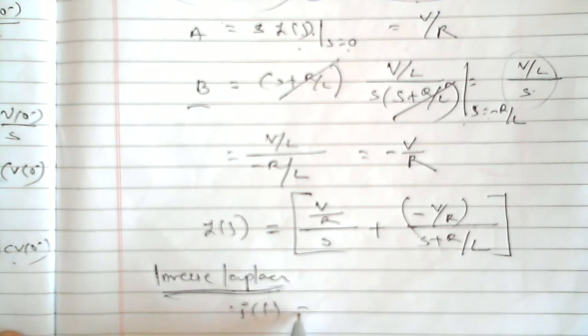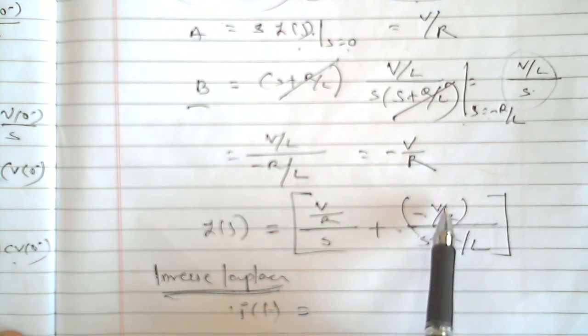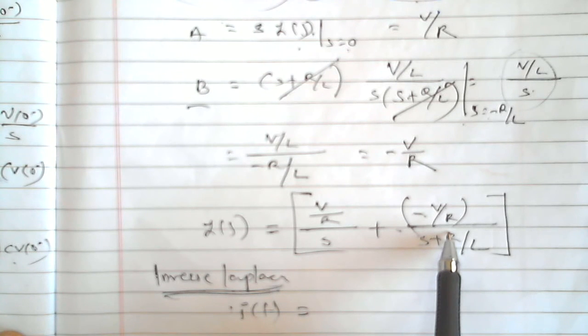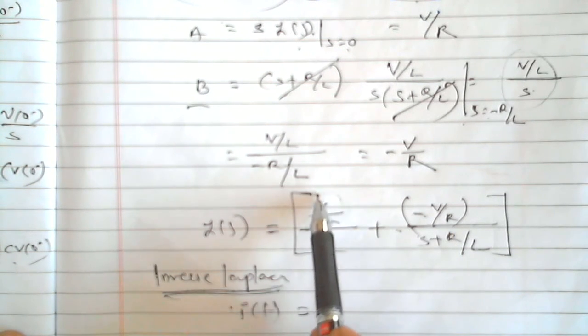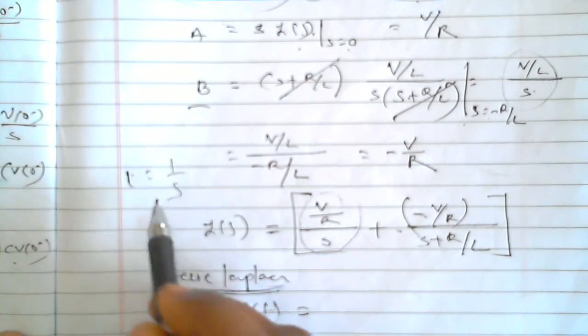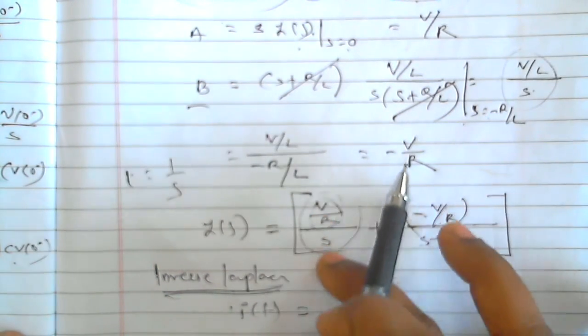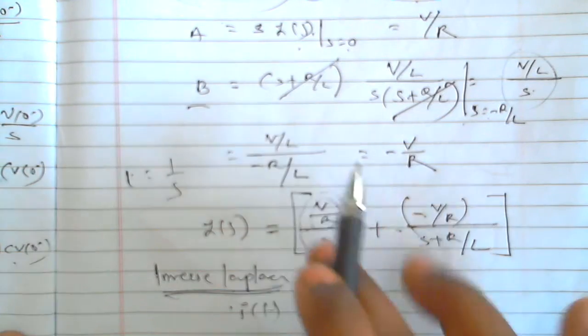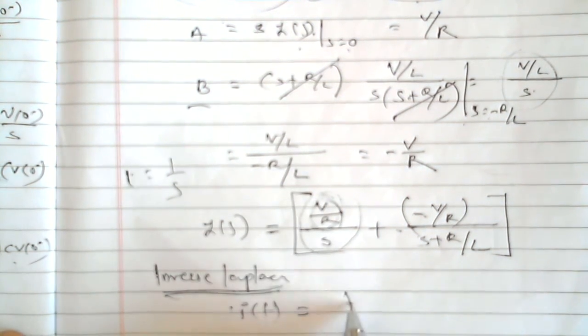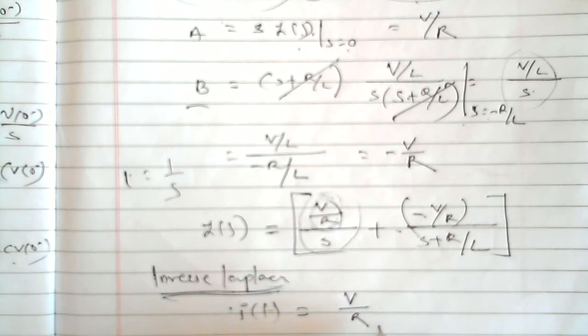So I of t equals, what you can do, V by R upon S plus minus V by R upon something. Now what is the Laplace transform of this? The Laplace transform of 1 is 1 by S, right? This is a constant, V by R. So if I consider that as 1, then it is 1 by S. So the inverse Laplace will be 1, meaning in our case this term. So V by R is the inverse Laplace, opposite to Laplace.